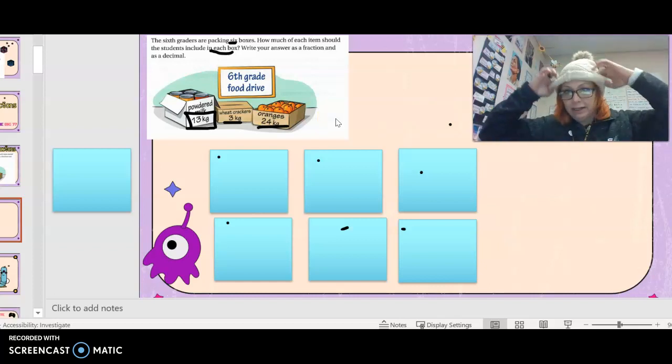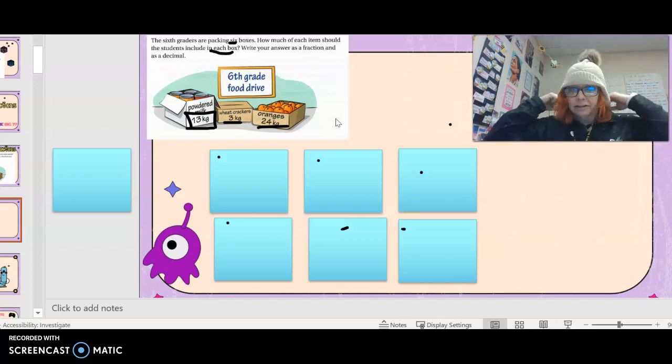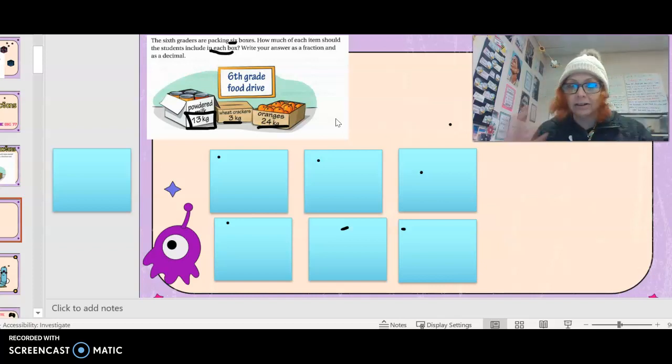I just realized this hat has been backwards this whole time, so don't look at my hair. All right, much better. There you go.